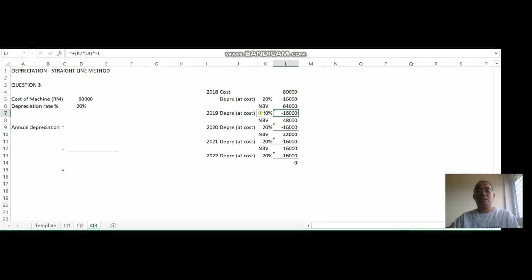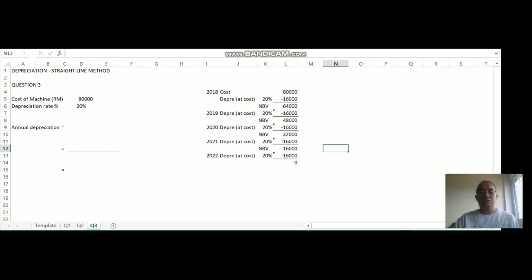Alright, so this is question number 3 regarding depreciation, where the depreciation states 20% at cost. You can see the depreciation of 20% will always go to the cost. 20% of the cost, 80,000, you get 16,000, again 16,000, and 16,000. So the 16,000 keeps on repeating until 5 years, because you have five 20%s in 100%, meaning that it will be 5 years.